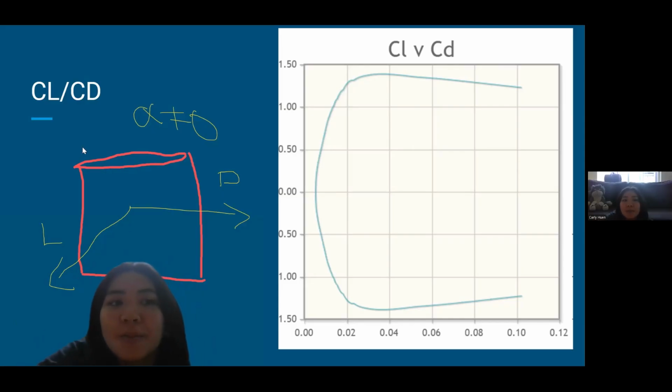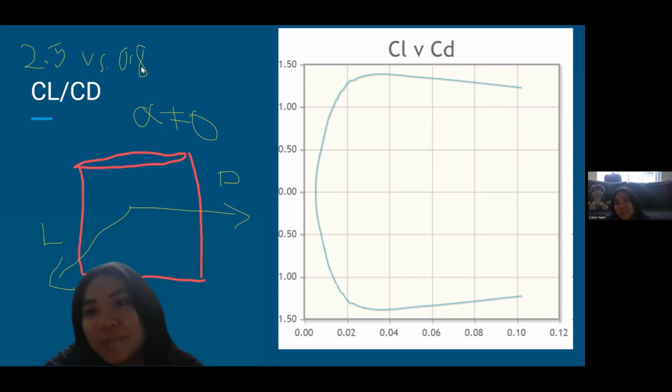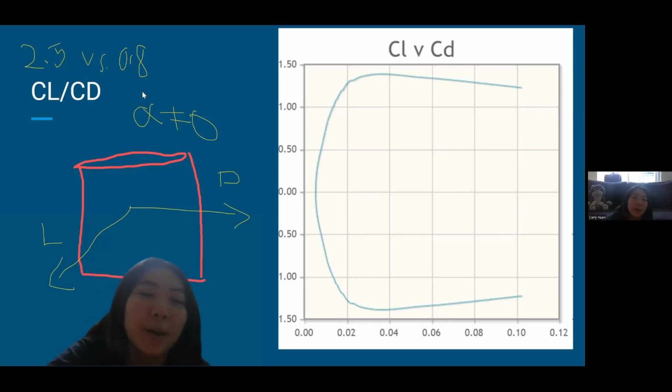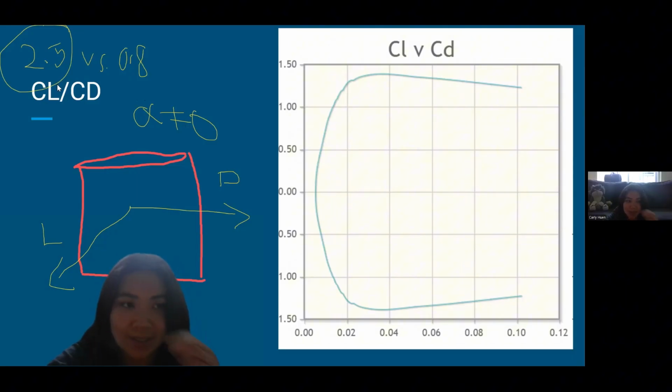Usually, for an airplane, you want a large lift to drag ratio. So what does that mean? I know I have trouble understanding ratios too. I'm a senior, I shouldn't have trouble understanding this, but I do. Normally you want something like 2.5 over this. That means more lift force than drag force. That's explicitly good for airplanes.